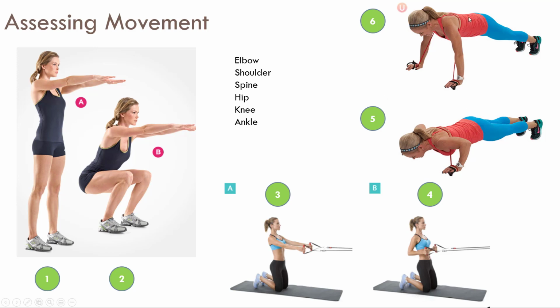Same thing with a push-up. You start here and you go down and up. So whatever position you do, whatever goes up must come down. Whatever comes down must go up. You have a start and reposition. In this case, we want to analyze these 7 joints, and we want to see what's happening from A to B, 1 to 2, 3 to 4, or 5 to 6.